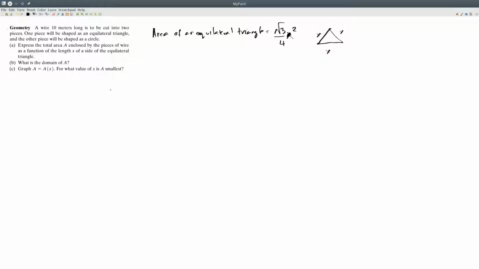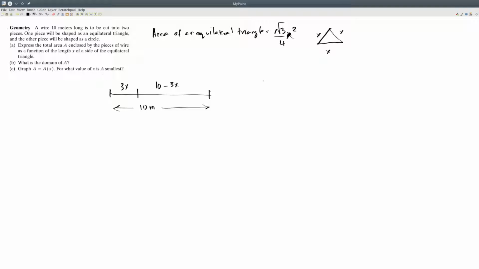So we have this wire that is 10 meters long, and we cut it into two pieces. One piece will be shaped as an equilateral triangle, the other piece will be shaped as a circle. So for an equilateral triangle, if you say the side length is x, there is x plus x plus x. So we have 3x somewhere here, arbitrary, and the remaining would be 10 minus 3x. When you add them together, you get 10 meters. So now we know the side length of the equilateral triangle is x, and whatever distance that is left, which is 10 minus 3x, must belong to the circle.